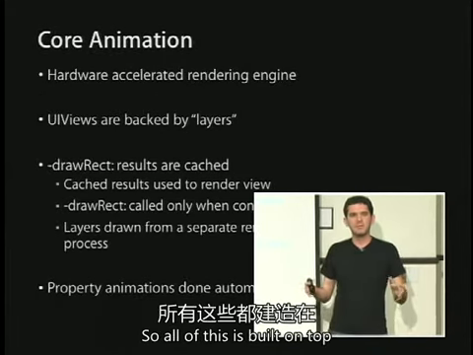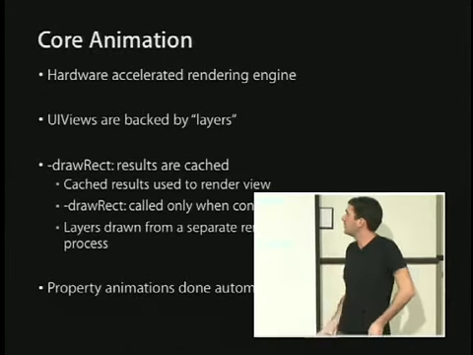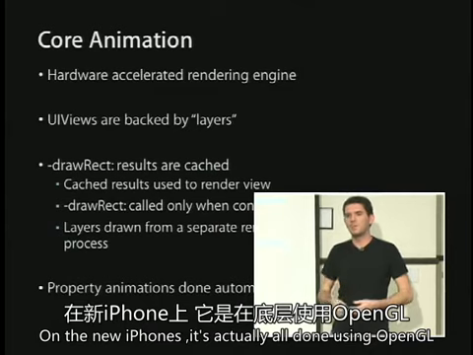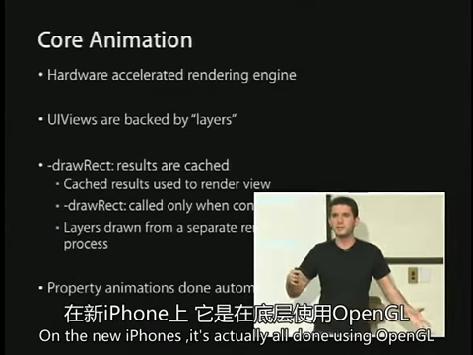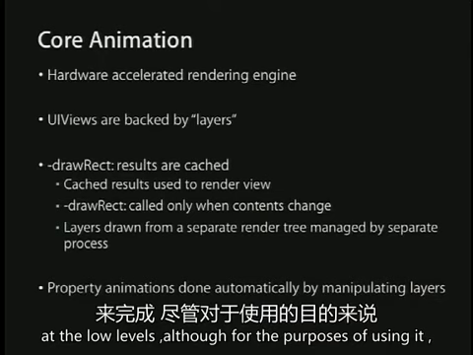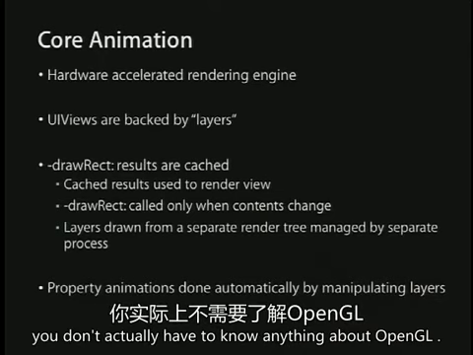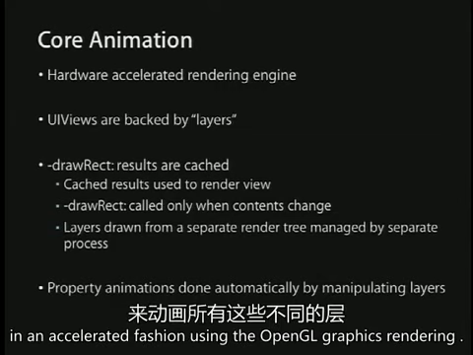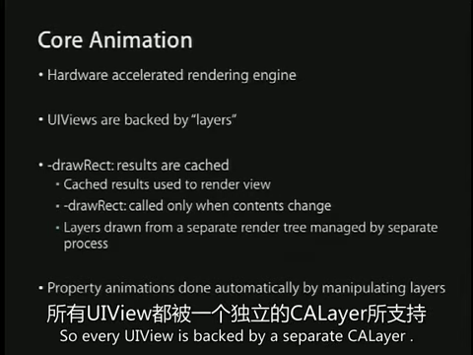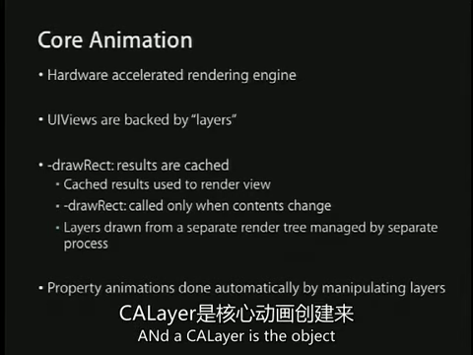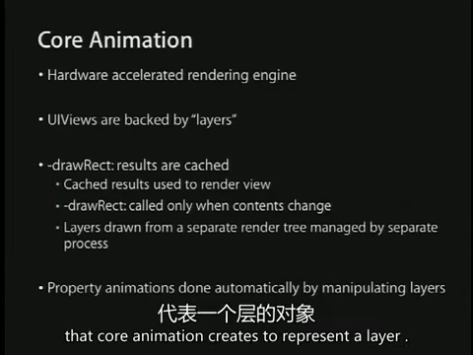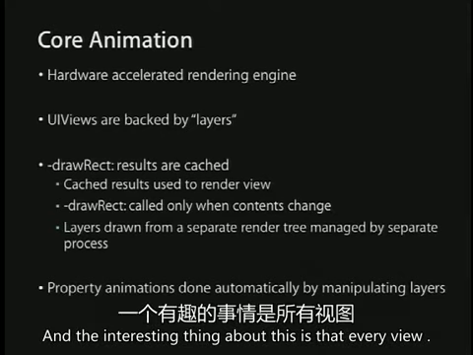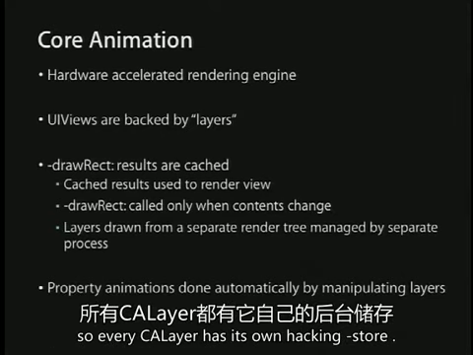All of this is built on top of another framework called Core Animation, which is what drives all of these animations. And it's basically an accelerated rendering engine. On the new iPhones, it's actually all done using OpenGL at the low levels, although for the purposes of using it, you don't actually have to know anything about OpenGL. It animates all of these different layers in an accelerated fashion using the OpenGL graphics renderer. So every UIView is backed by a separate CA layer, and a CA layer is the object that Core Animation creates to represent a layer. You can actually get the CA layer from the view, as I mentioned. And the interesting thing about this is that every view, so every CA layer, has its own backing store.